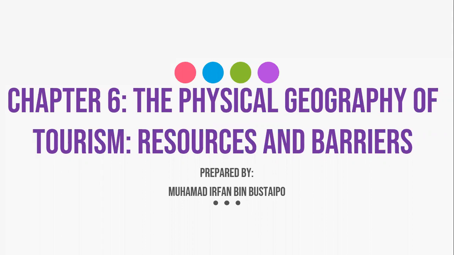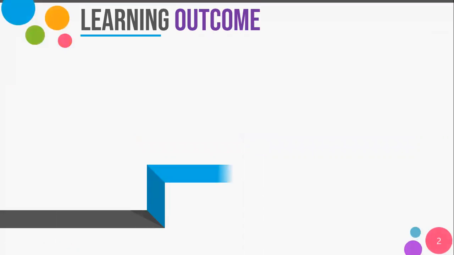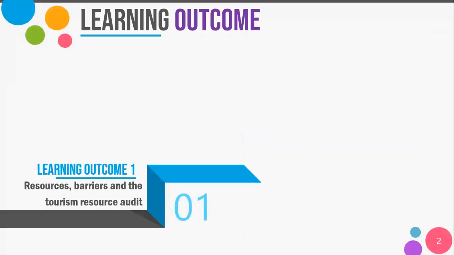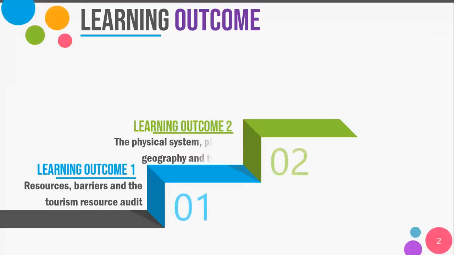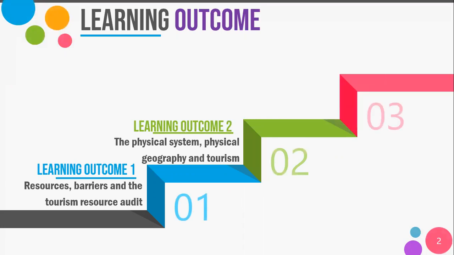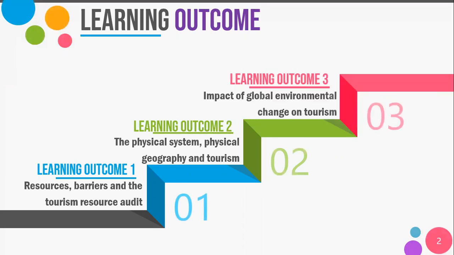Barrier means obstacle, halangan. So we have three learning outcomes for today's class. First and foremost, learning outcome one is resource barrier and the tourism resource audit. Number two is the physical system, physical geography, and also tourism. And last but not least is the impact of global environment change on tourism.